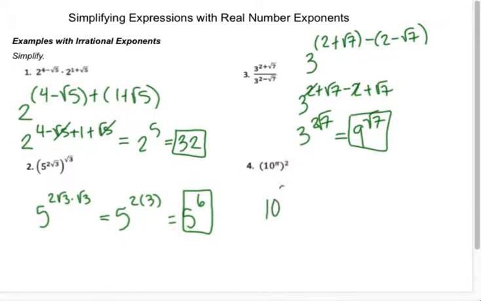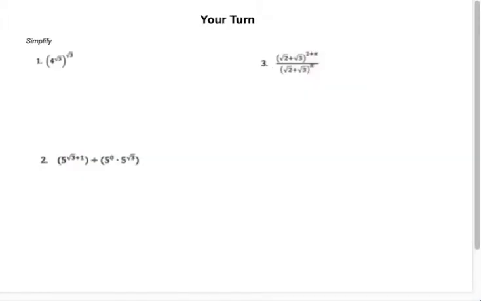Okay, number 4. Power to a power, so you multiply. Pi times 2 is 2 pi. Again, you can do 10 squared, which is 100, so you get 100 to the power of pi. Over here, power to a power again. Square root 3 times square root 3 is 3, so 4 to the power of 3 is 64.